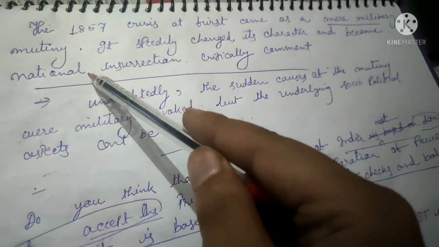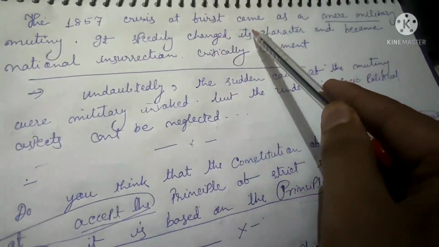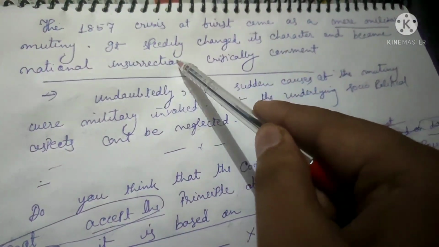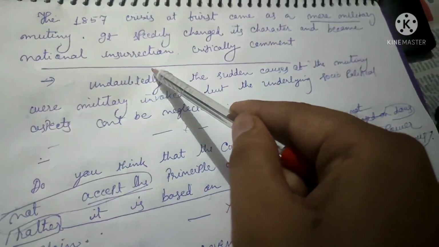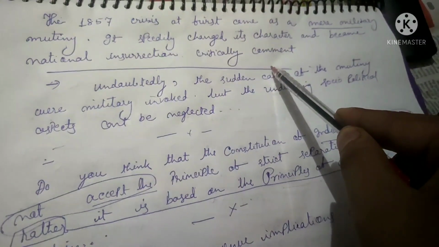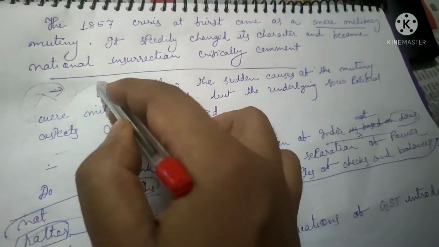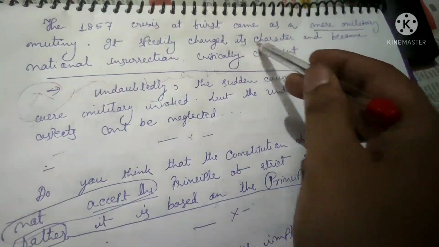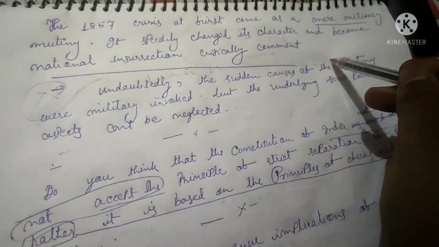Question number 1. The 1857 crisis at first came as a mere military mutiny. It speedily changed its character and became a national insurrection. Critically comment. I have already told you that in most of the questions UPSC does not ask for direct criticism from you. The way of asking the questions and the directive require you to apply constructive criticism.